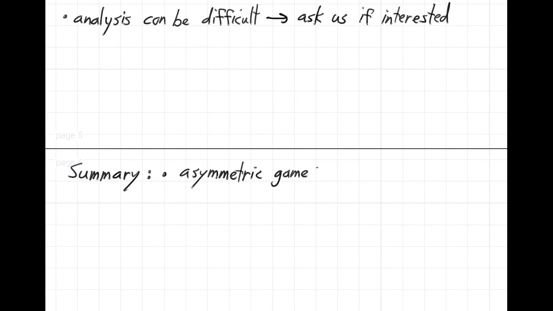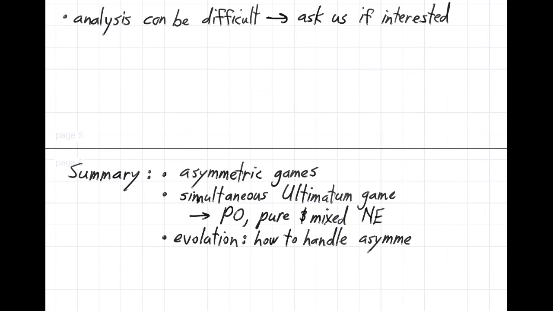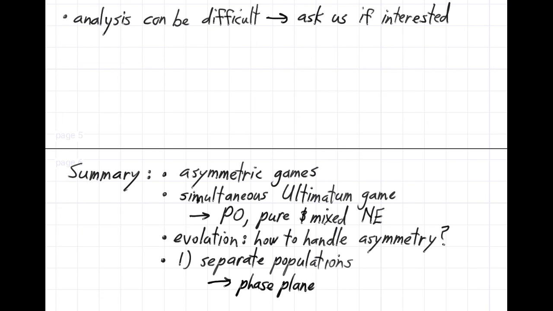We looked at asymmetric games, in particular, the simultaneous version of the ultimatum game, and we found the Pareto optima and the pure and mixed Nash equilibria. Then we started thinking about evolutionary game theory, and how we can handle asymmetry in it. We came up with 2 answers. One is that we can use separate populations, and to analyze that, we used a technique called phase plane analysis, which is really just a 2-dimensional extension of what we did in the first derivation of evolutionary game theory. And we used that to find the equilibria and the general trends or the stabilities in the system.